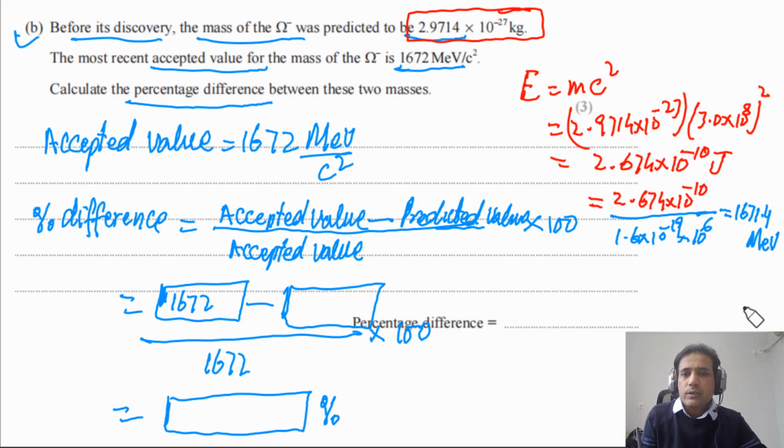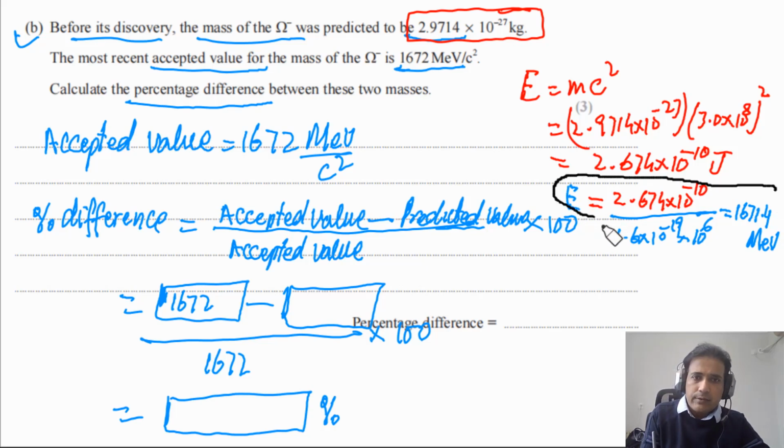So let me explain one thing. 1 electron volt, this is also given in the data, is equal to 1.6 times 10 to the minus 19. This is a very important number you need to understand. Now simply we can plug in values.